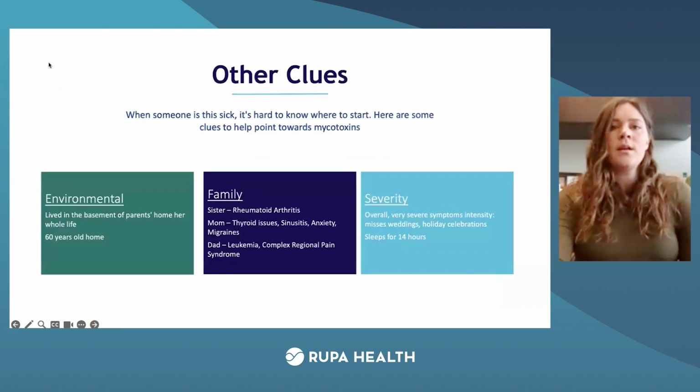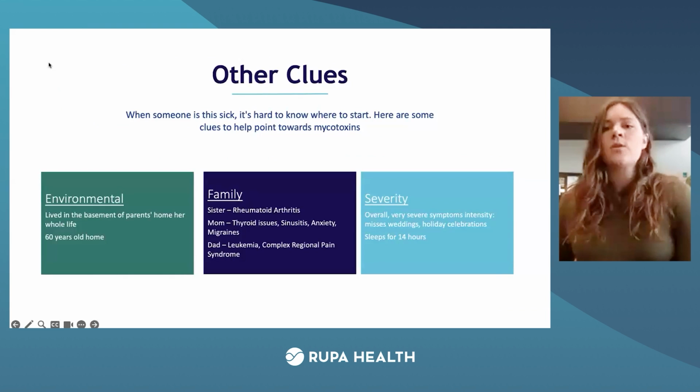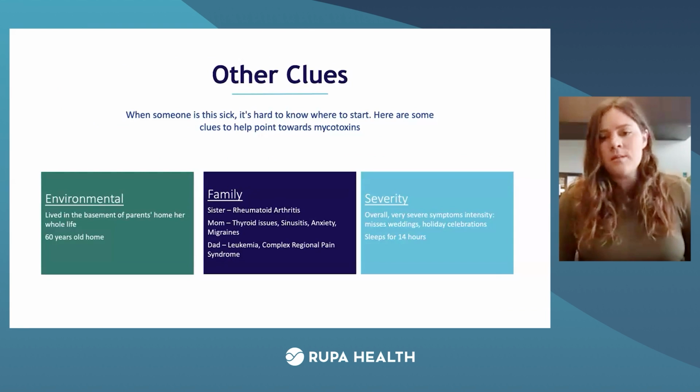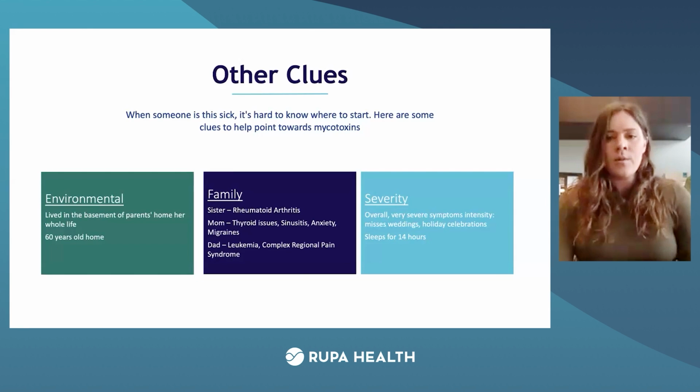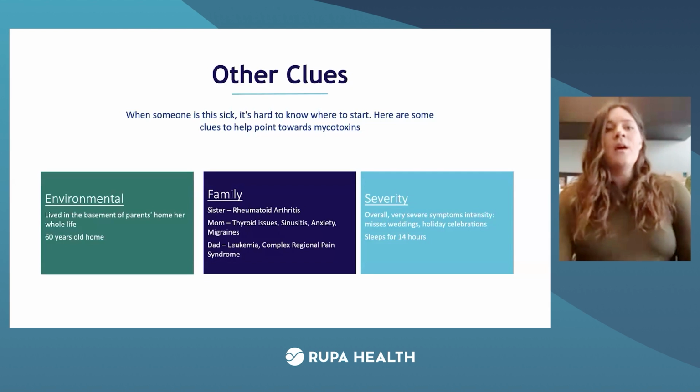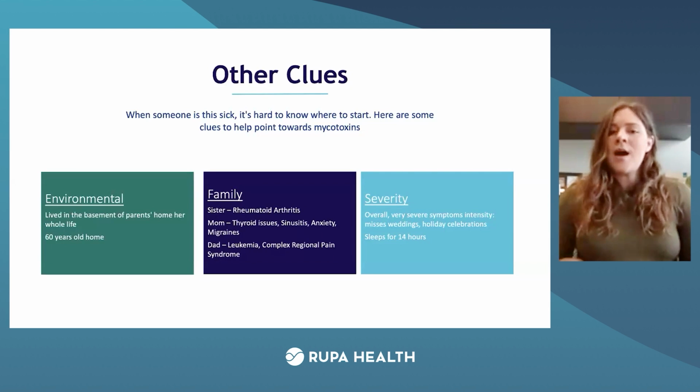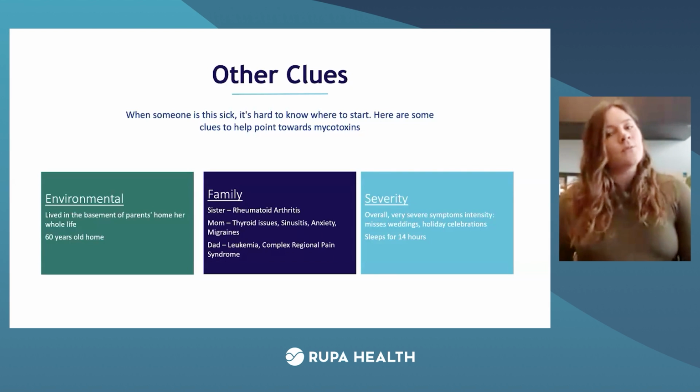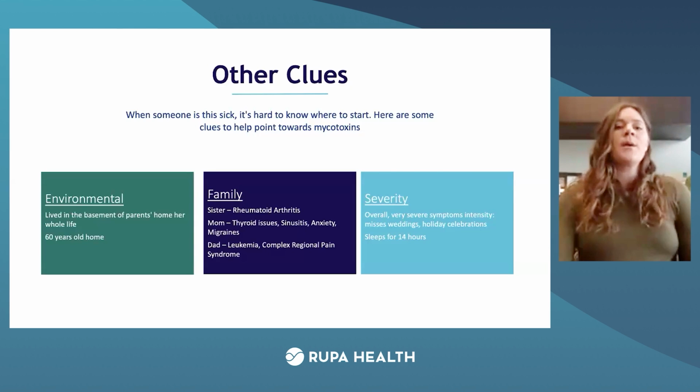So what Dr. Paulina did is she looked other places for clues. She looked at her patient's environment and talked to her about her home. How long have you lived there? Oh, my whole life. Okay. Oh, it's your parents' basement that you live in, and it's a 6-year-old home. So that starts to add up points in favor of, ooh, we need to look at mycotoxin poisoning.